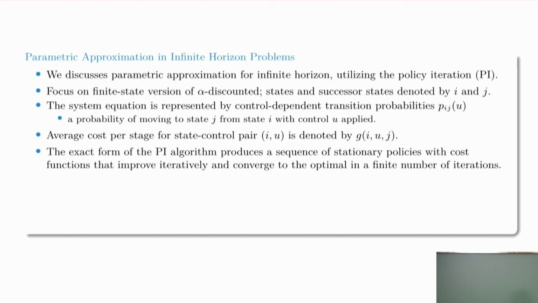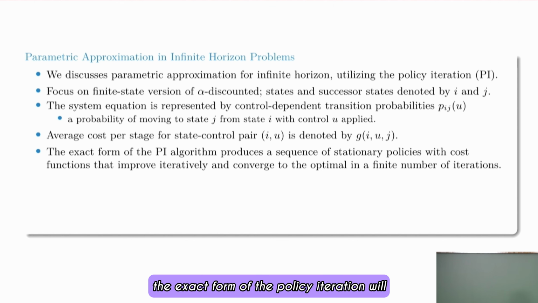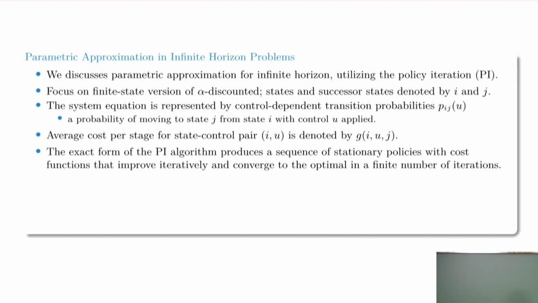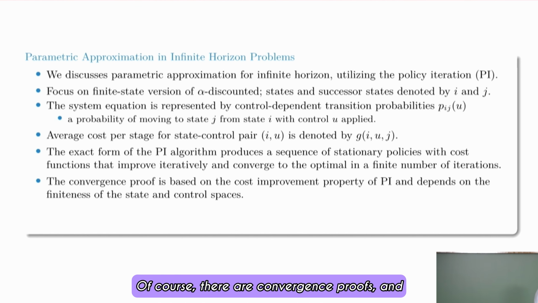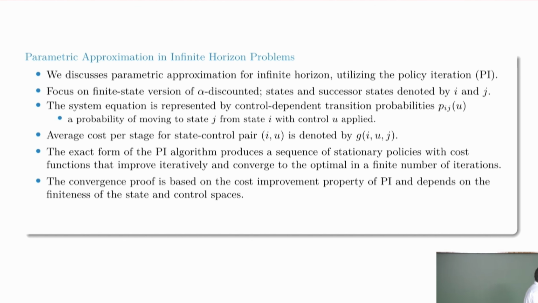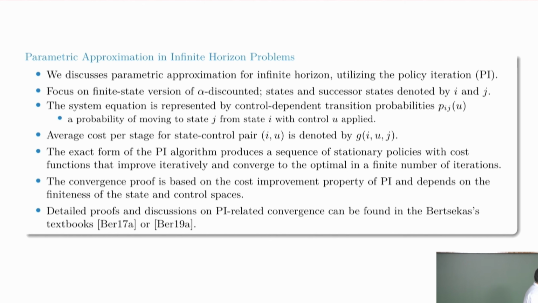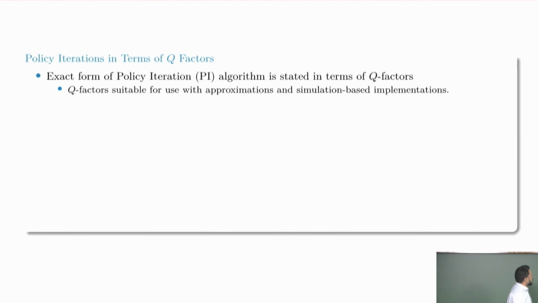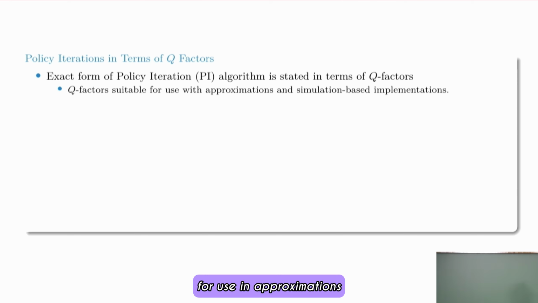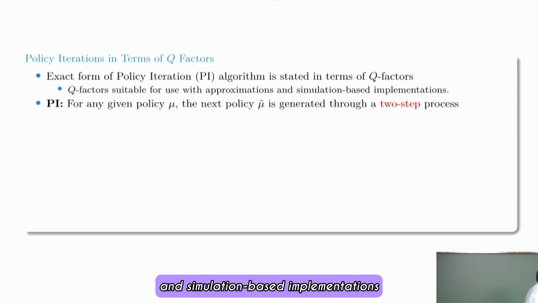And the exact form of the policy iteration will produce a sequence of stationary policies with cost functions that we believe will improve iteratively and converge in an optimal number of steps, or a finite number of steps. Of course, there are convergence proofs, and we will skip those proofs. These proofs are there in the references. So let us recall policy iteration in terms of Q factors. Q factors, we know, are suitable for use in approximations and simulation based implementations.